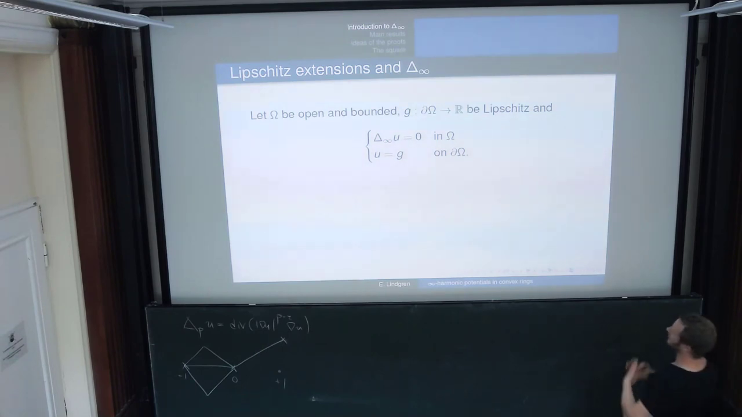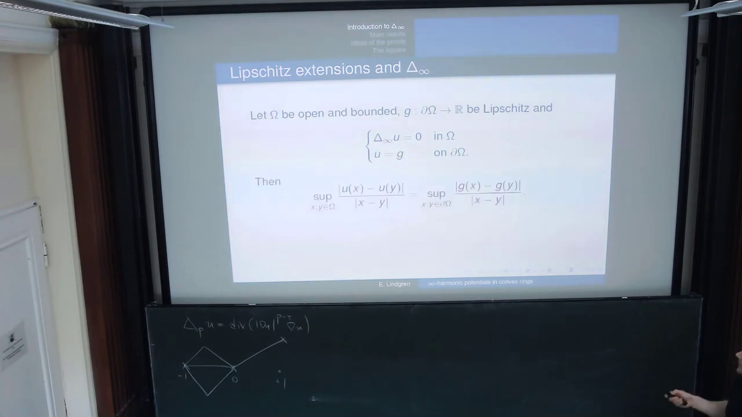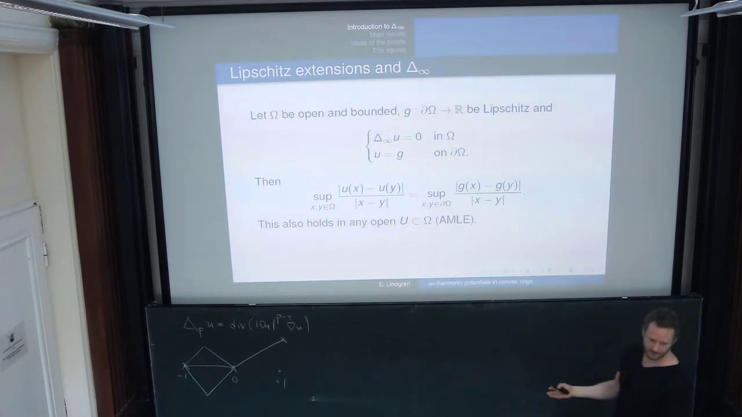So there is a connection between Lipschitz extensions and the Infinity-Laplace equation. If you solve the Infinity-Laplace equation in a set, and you have boundary data G that's Lipschitz, then it turns out there is a Lipschitz extension of the boundary data, and in fact, it's also a Lipschitz extension on any subdomain of this set. That's what people call AMLE, absolutely minimizing Lipschitz extension, which is a long word for that property.